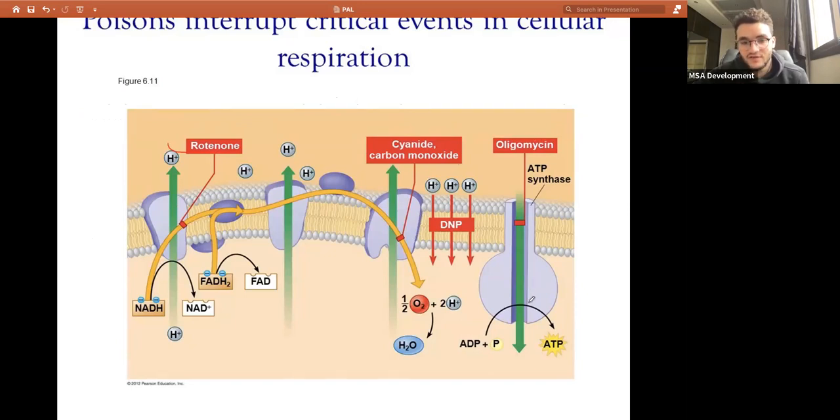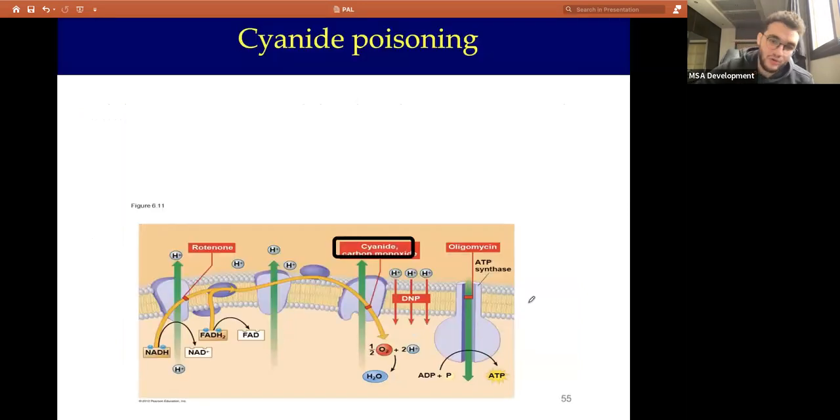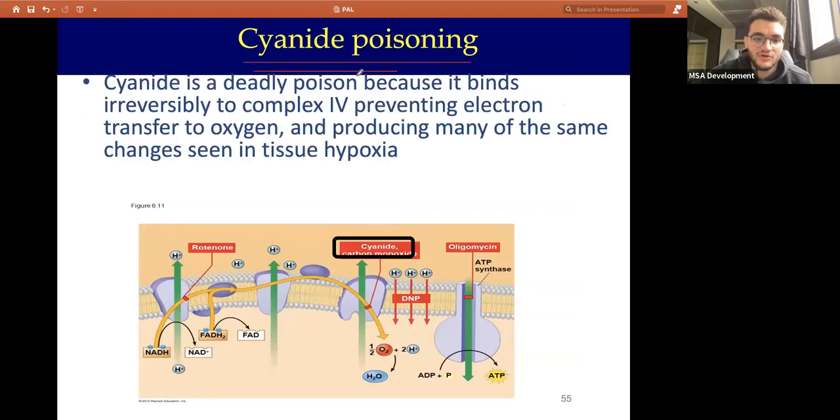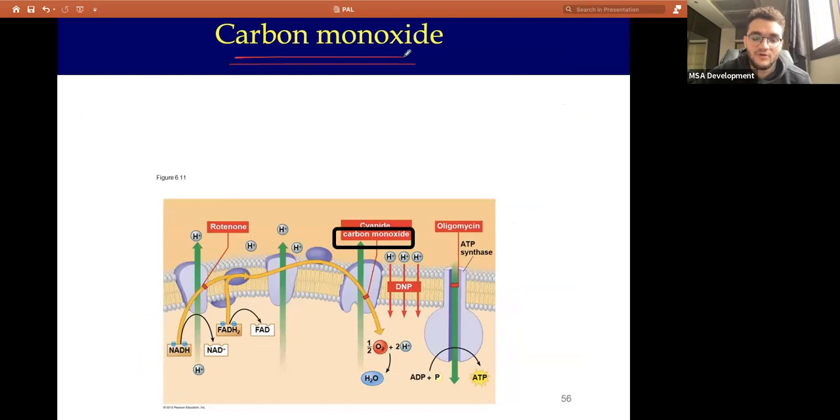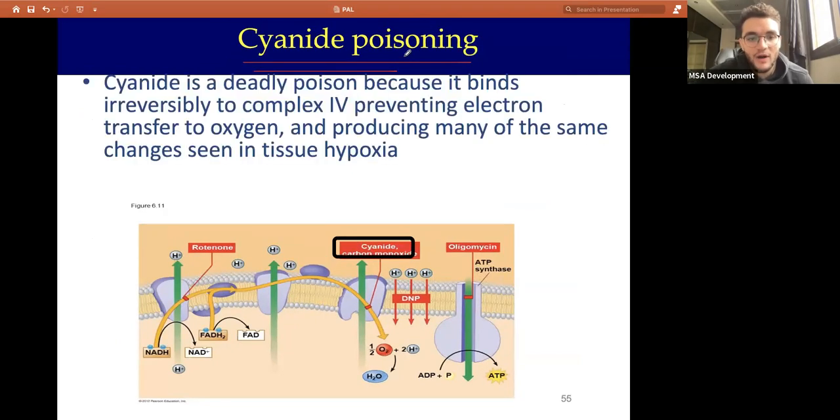Now, the most important thing that we want to talk about are cyanide poisoning and carbon monoxide. For cyanide poisoning, what happens is it binds irreversibly to complex number 4. And what is meant by irreversibly is that it binds tightly to complex number 4.